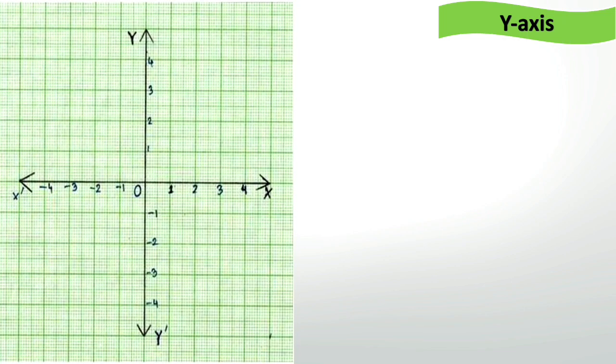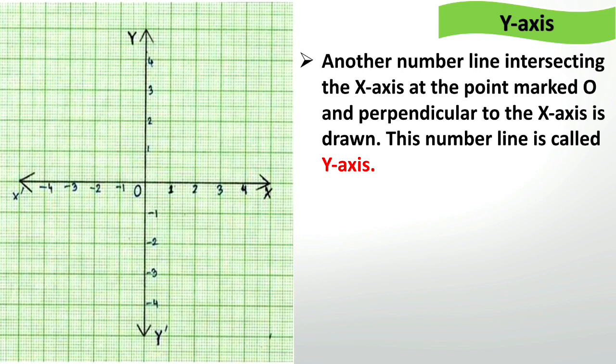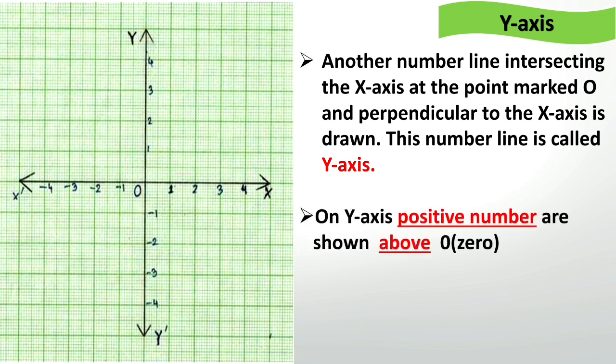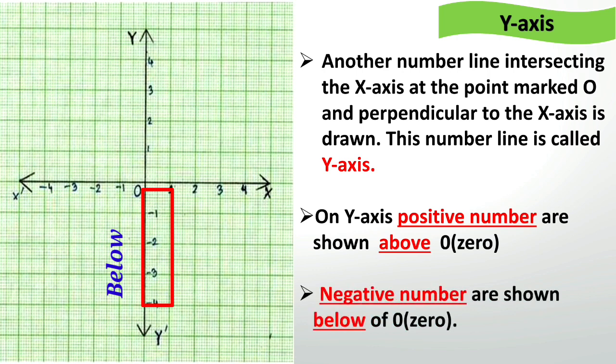Children, now y-axis. Same figure is there. Another number line intersecting the x-axis at the point marked O and perpendicular to the x-axis is drawn. This number line is called y-axis. In short, the vertical line that is perpendicular to the x-axis is called y-axis. On y-axis, positive numbers are shown above the 0. You can see above 0, 1, 2, 3, 4 are the positive numbers, and below the 0 are the negative numbers.